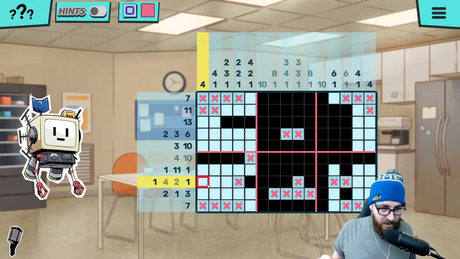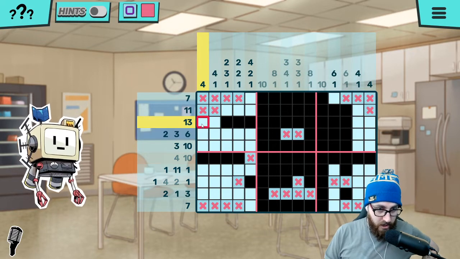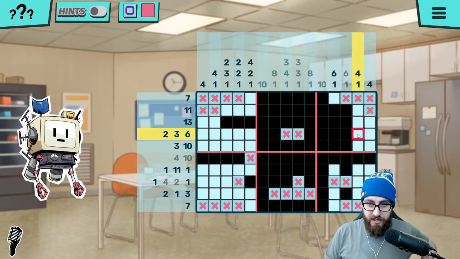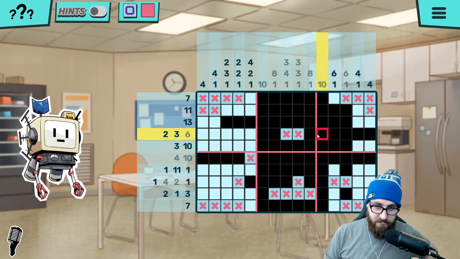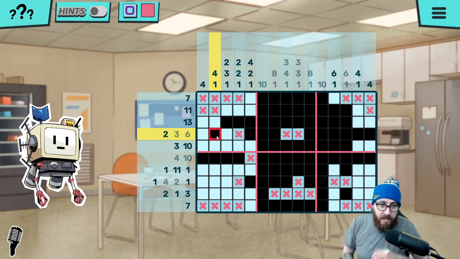Now, I'm entering a situation where I feel like I'm probably overthinking something, which I am very good at doing. Like this 2, 3, 6, for example. There's a 6. There's a 3. You know that's there.